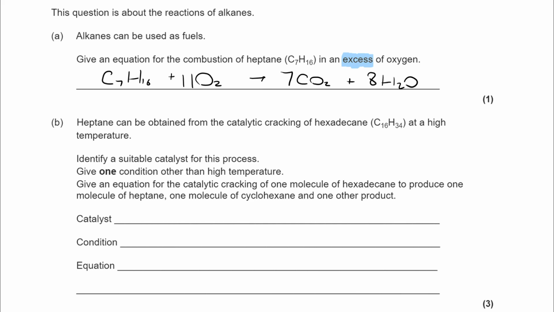Part B is predominantly factual recall. You simply have to remember this. The catalyst for catalytic cracking is zeolite. And the conditions other than the high temperature, which you're already told, is that there is a slight pressure.